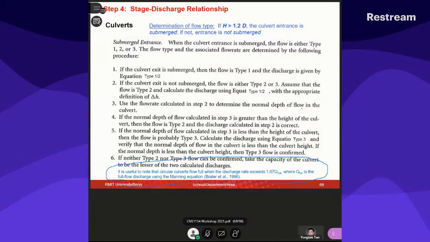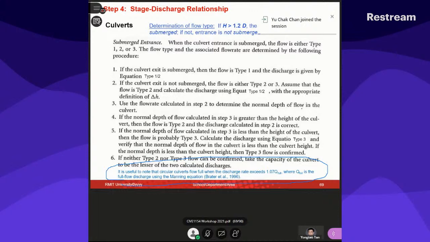Okay, for the circular covered flow, the flow is full when the discharge rate exceeds 1.07 Q full. Q full means the full flow discharge using the Manning equation. So we can use the Manning equation to get the Q full, the full flow discharge of the pipe. When we consider the pipe is fully discharging, we can multiply by 1.07.